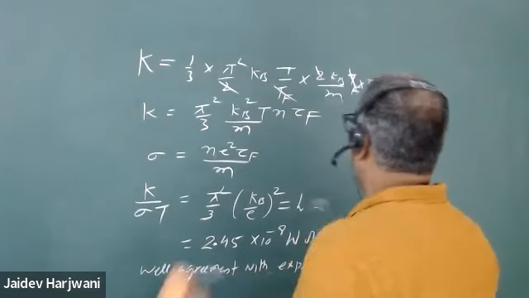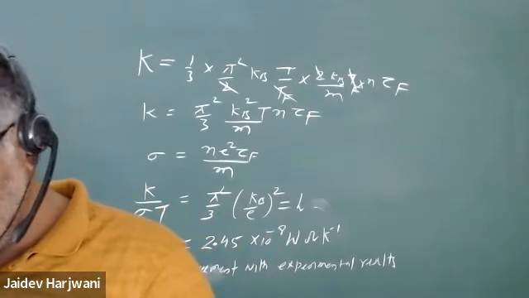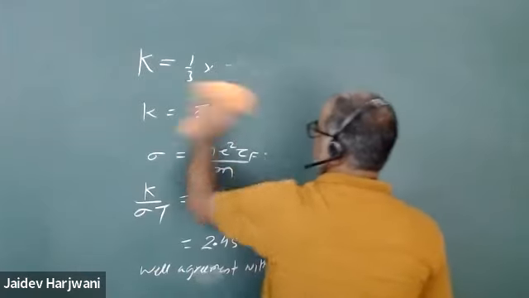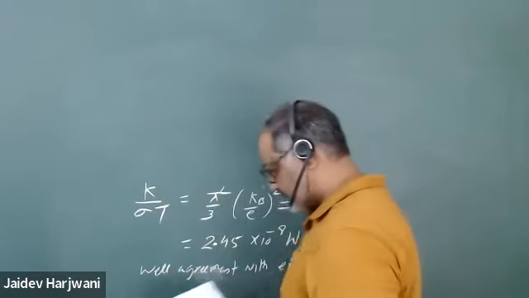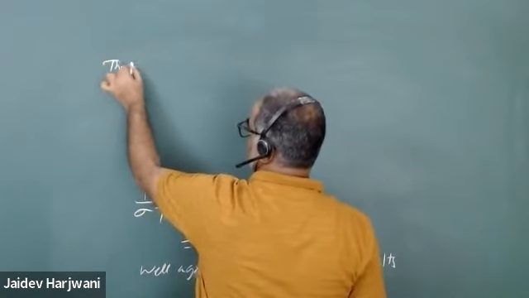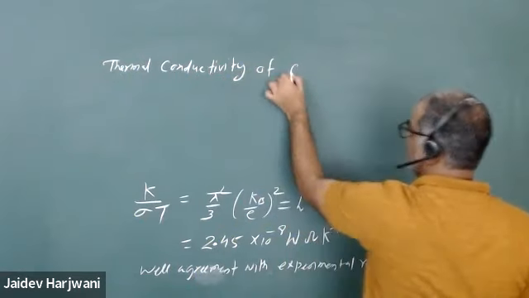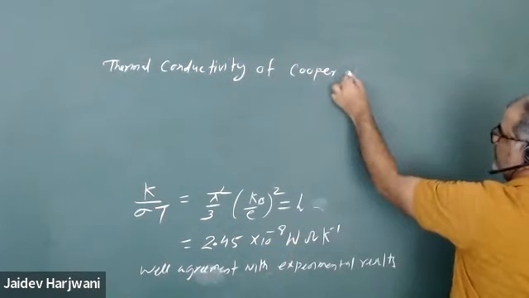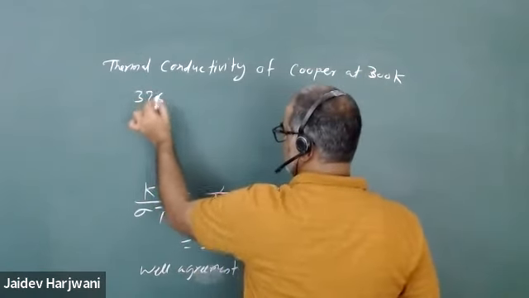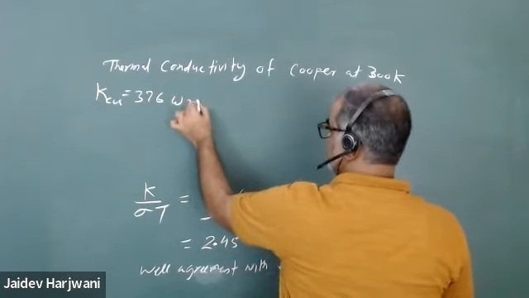So now let us solve one problem, where we can check that these are the correct expressions. Now the thermal conductivity of copper at 300 Kelvin. I already gave these values earlier also. The thermal conductivity K for copper is 376 watt per meter Kelvin.